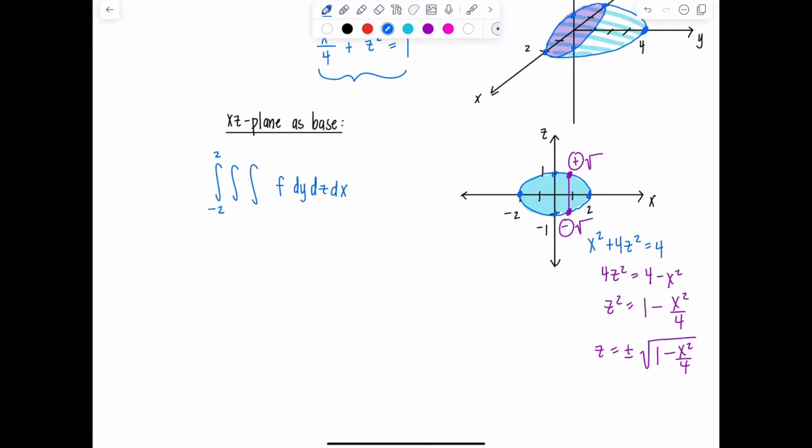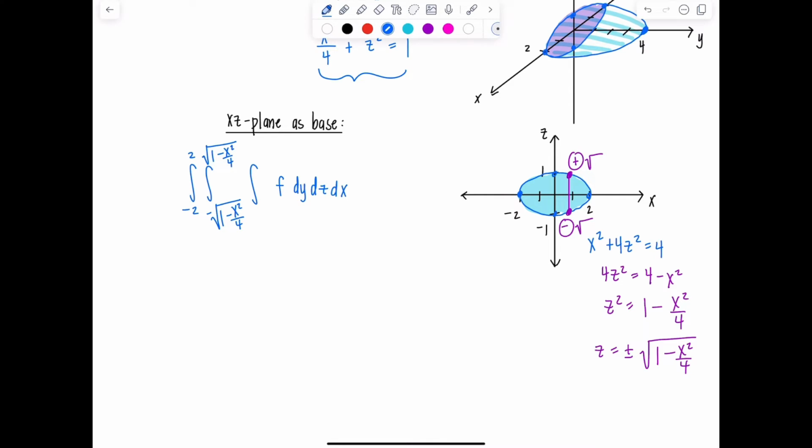Upper limit for z is going to be rad 1 minus x squared over 4. I need more room. Scoot, scoot. Perfect. 1 minus x squared over 4. And then the lower limit's going to be negative rad 1 minus x squared over 4.